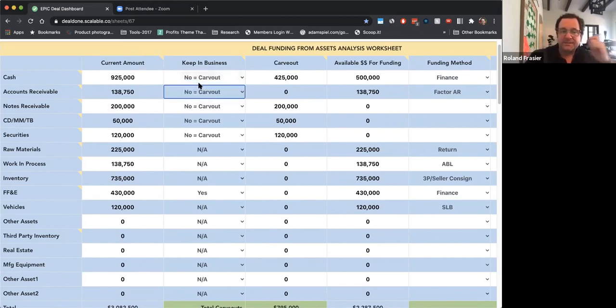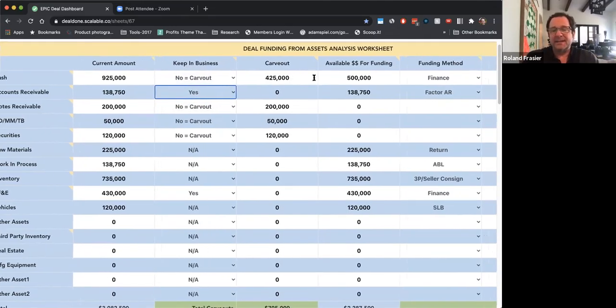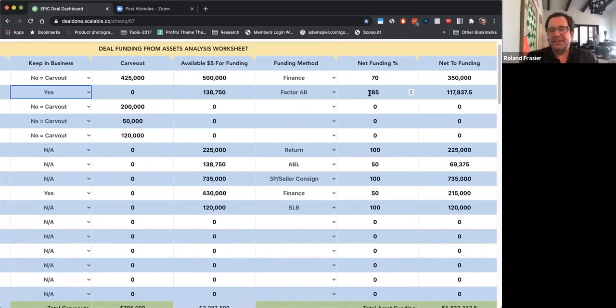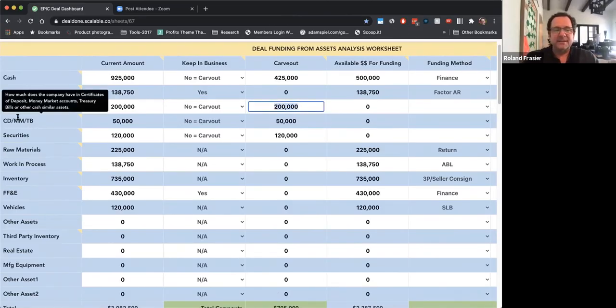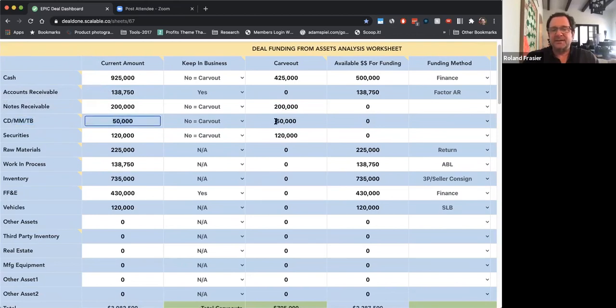So these accounts receivable, I could carve out, or I could keep them in the business and factor them. And what would the percentage be here? I'm just assuming that it's good credit on these people. So I'm factoring 85%, which is going to get me $117,000 over here. Then I hop back down to the note receivable. That I just carve out. I say, look, Mr. or Miss Seller, I'm going to let you hang on to that note for the 200,000. The CD of $50,000, I'm going to carve that out also. I'm just going to let the seller keep that because it's not something that we need in the business. Same thing with the securities, 120,000 in securities. I'm going to carve that out as well.